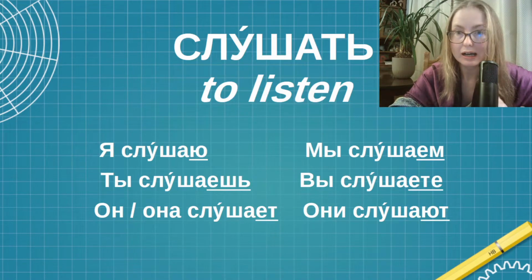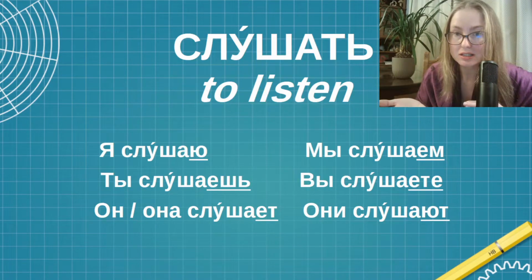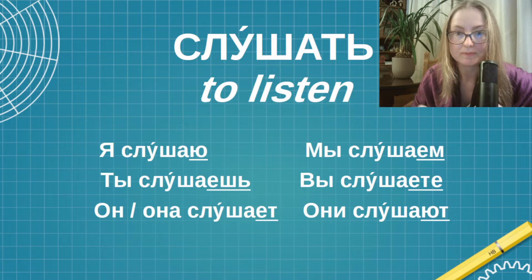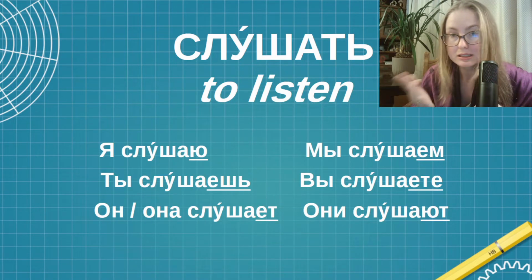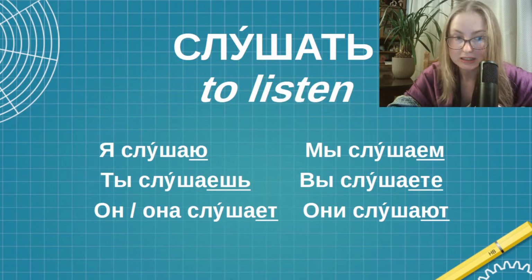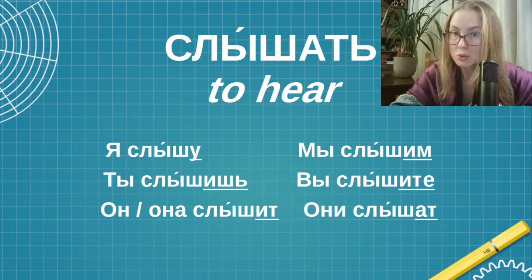Это группа 1. So we change this verb like normal verbs belonging to the группа 1. Like работать, читать, отдыхать. Absolutely the same. Like я слушаю, я работаю. Ты слушаешь, ты отдыхаешь.